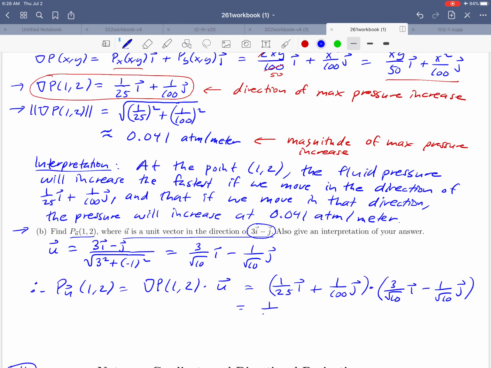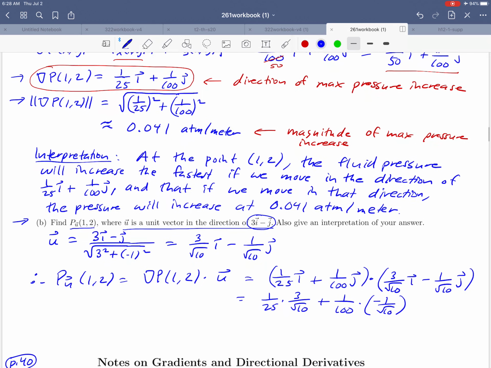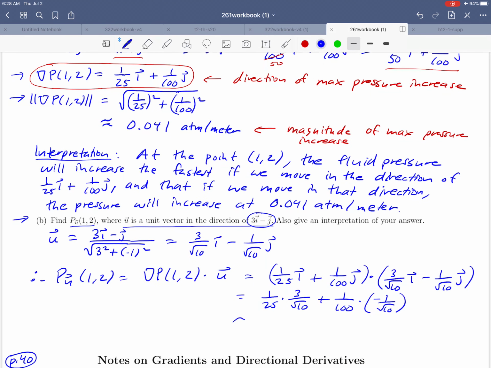All right, and then the rest is just doing the calculation and seeing what we get. So 1/25 times 3 over the square root of 10 plus 1/100 times negative 1 over the square root of 10, and the rest is really a job for your calculator. If you punch that in and get a decimal, you're going to get about 0.0348.